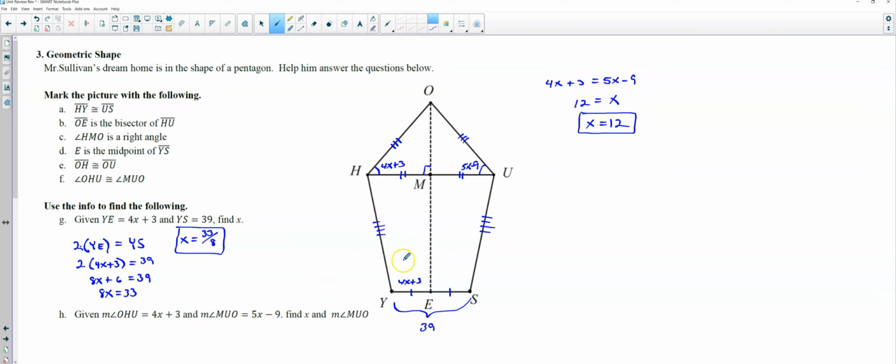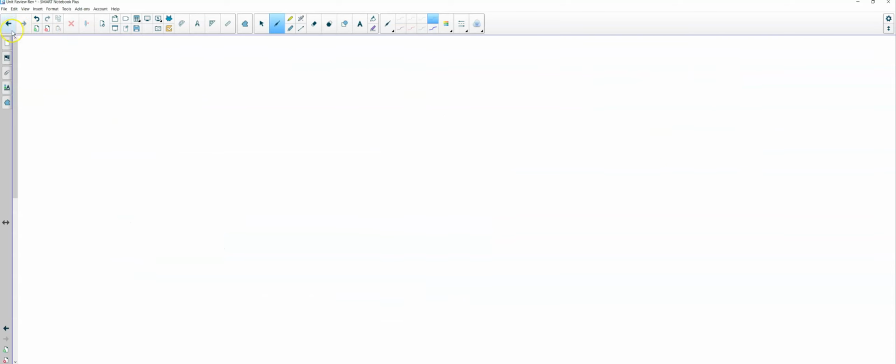Then the next question is find MUO. Well, MUO is 5x minus 9. That's the measurement of MUO. Or 5 times 12 minus 9. That's 60 minus 9. So that's 51 degrees. So the measurement of angle MUO equals 51 degrees. And I think that is it. Yep, that is it, guys.